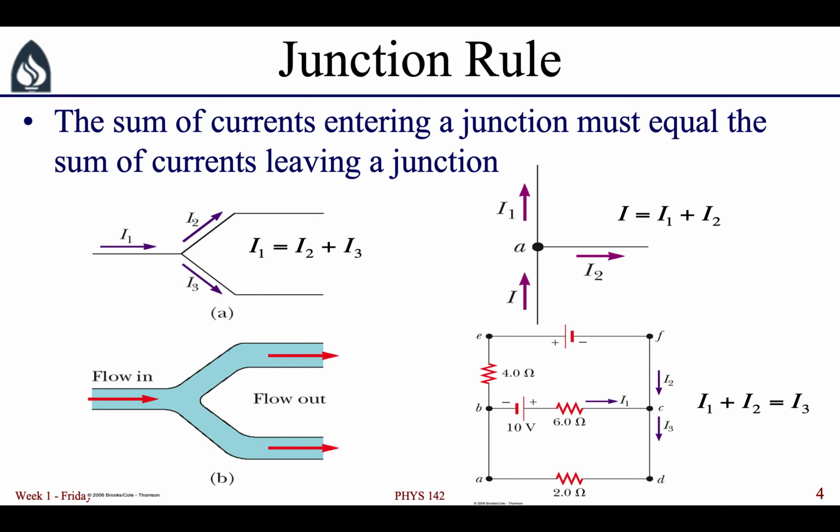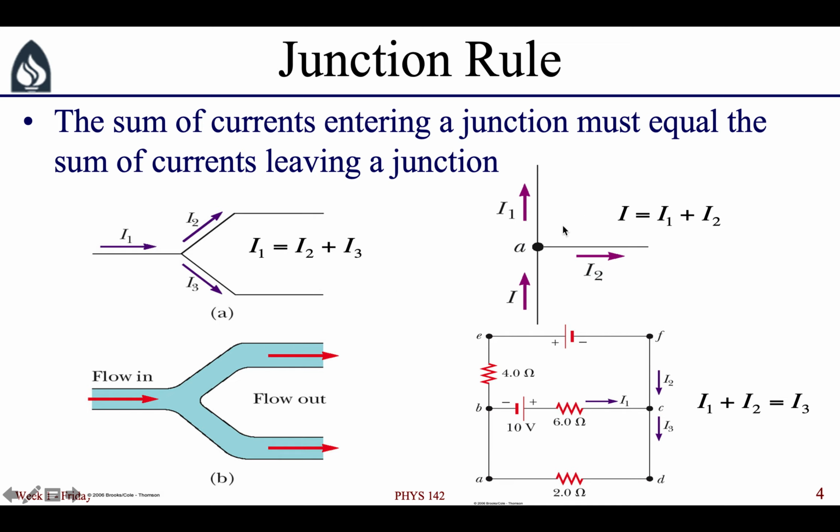The junction rule states that the sum of the currents entering a junction must equal the sum of the currents leaving a junction. This rule makes a lot of sense. If you have electrons coming into a junction, then the same number of electrons must leave a junction. So if you have a junction like this where a current is coming in and then splits into two, you would write down that I1, the current coming in, is equal to the sum of the currents going out.